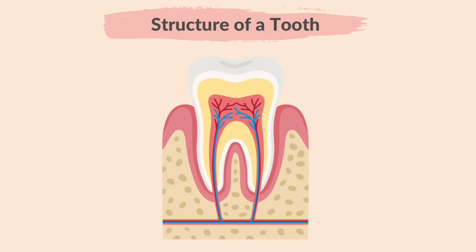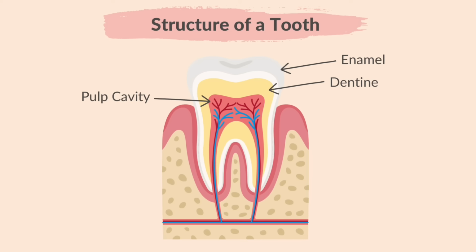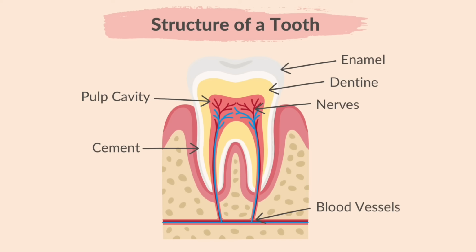The structure of a tooth. This is the enamel. This is the dentine. This is the pulp cavity. These are nerves. These are blood vessels. This is called cement. The tooth is embedded in bone and gums.